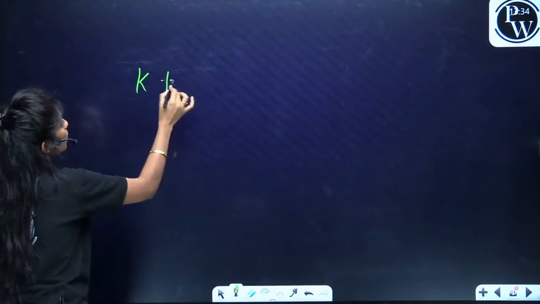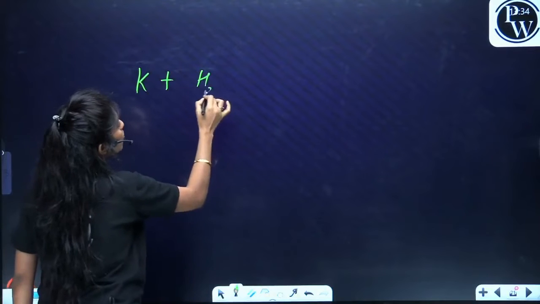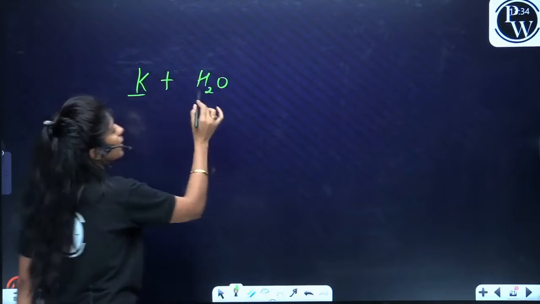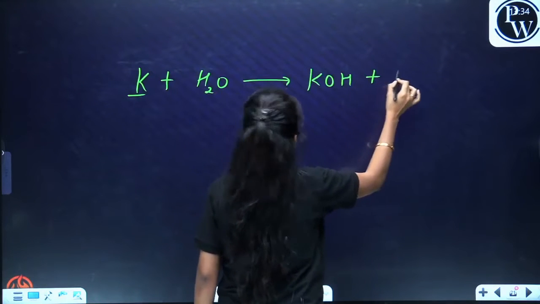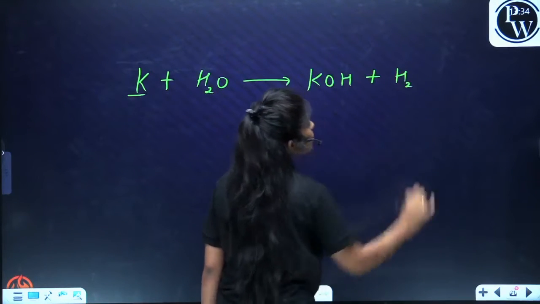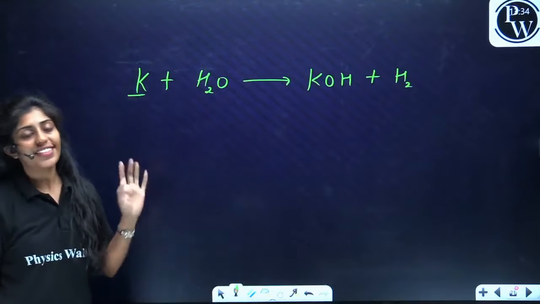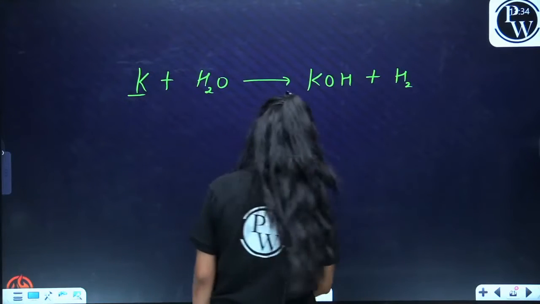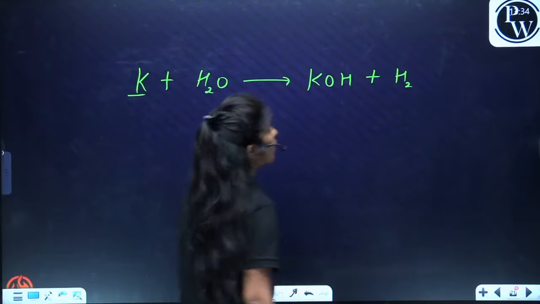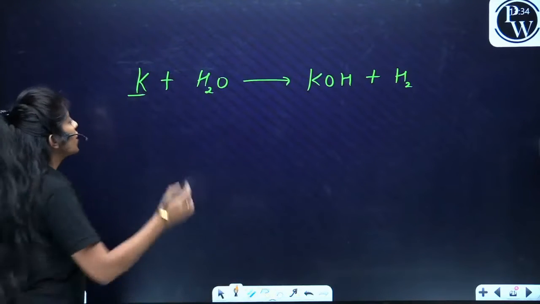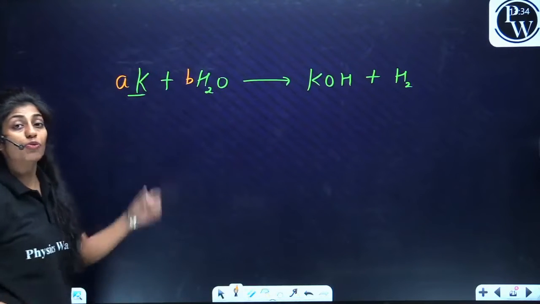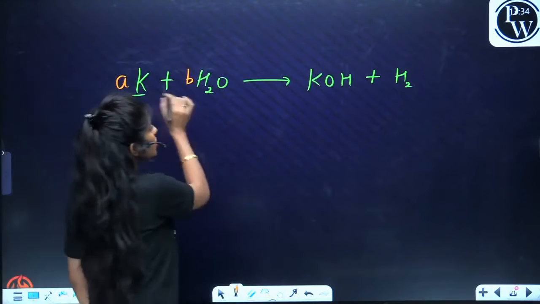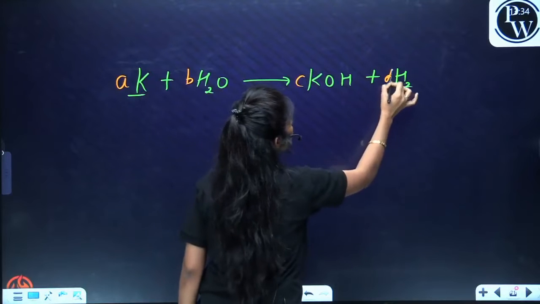No problem. We will be discussing K plus water. This is potassium reacting with water, giving potassium hydroxide, and there will be release of hydrogen gas. So we need to balance this reaction. I will be using another method, that is the ABCD method. What that method says is I will be writing A, B as a coefficient of each reactant and product. So this is A, B, C, and suppose this is D.